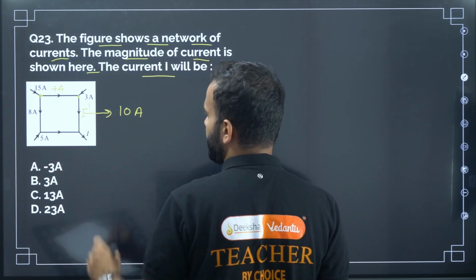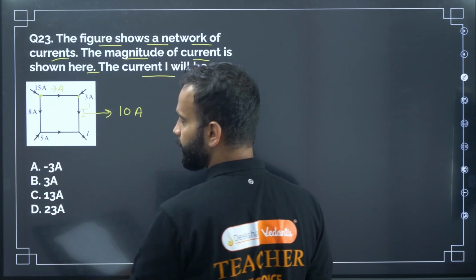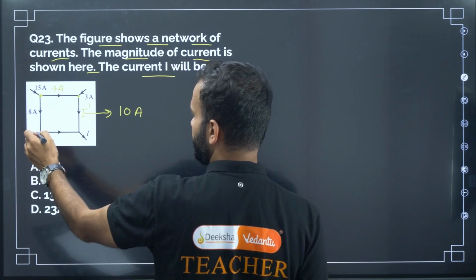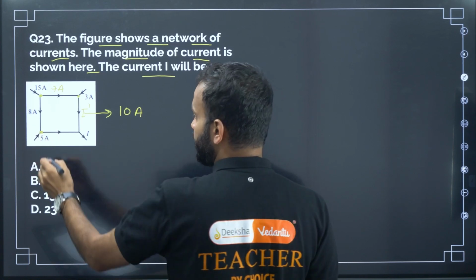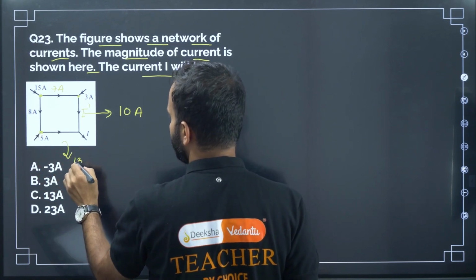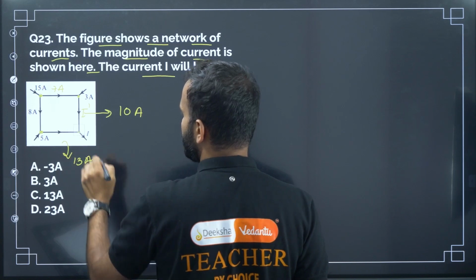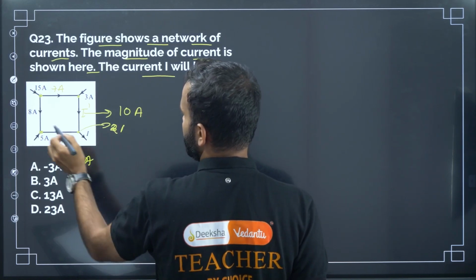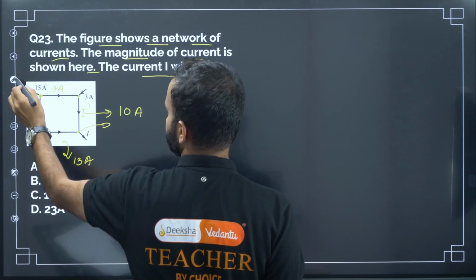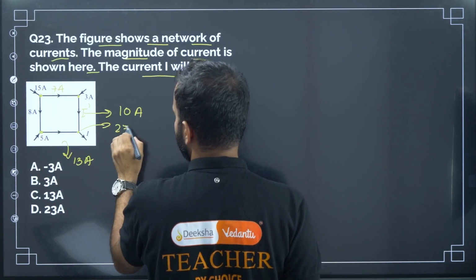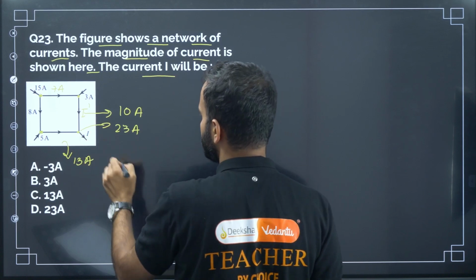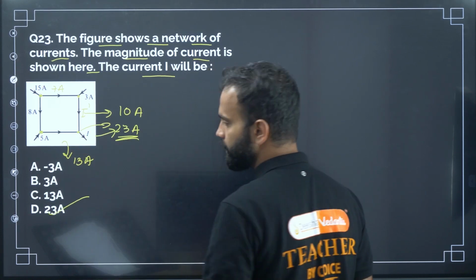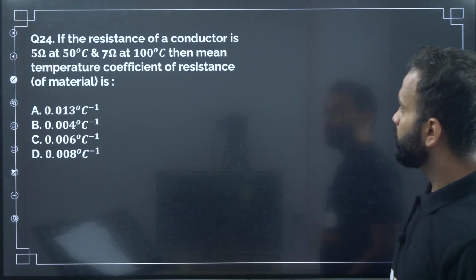So this is I dash. Now here 5 ampere is coming to this junction and 8 ampere is coming to this junction, so the total current leaving this junction is 13 ampere. Now the total current coming to this junction will be 23 ampere, and the total current leaving this junction is also 23 ampere. So current I equals 23 ampere. The correct option is D. Next question, question number 24.